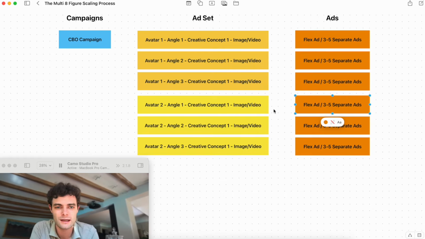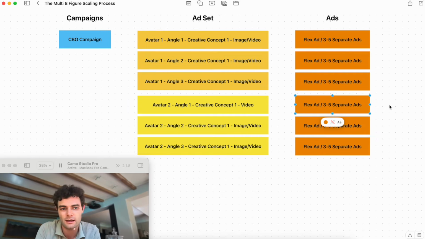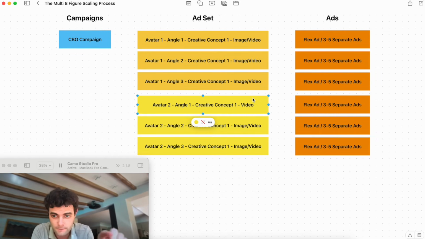With flexible ads, the most important thing, honestly, guys, is that these ads are within the same realm. So, for example, if we decide to do avatar 2, angle 1, creative concept 1, and then we do videos instead of images, this is specific to videos. All the things in the ads better be within this concept, within this angle for the avatar, and they're all videos. If they're all different, then it doesn't make sense. So within the same ad set, there needs to be congruency with the ads.